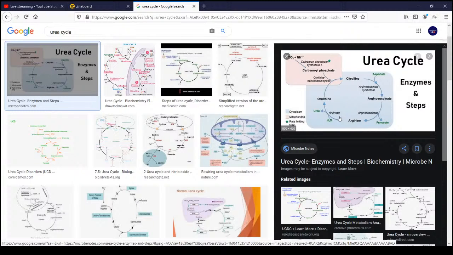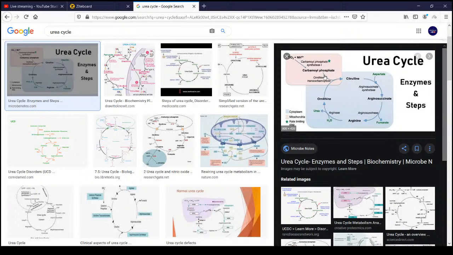When arginine is broken down by the enzyme arginase, ase is a suffix which means breakdown of the substrate, and here the substrate is arginine. Ornithine is produced, urea comes out. So it removes both CO2 and NH4 plus, carbon dioxide and ammonia. So this is the correct answer.